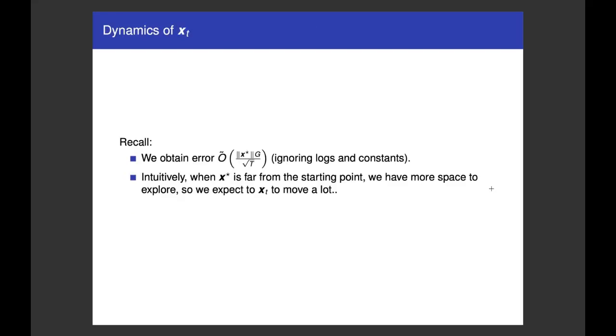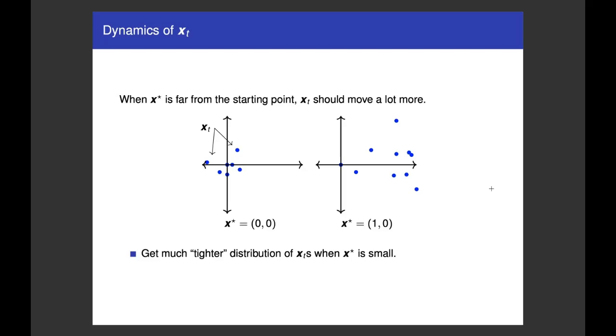All right, so in order to see how this works, we're going to think a little bit about the dynamics of our iterates xt. Remember that our error is norm of x star times g over root t. So what this means is that if x star is quite big, then we might expect to move around a lot more. We have more room to make error, and so our iterates xt might be a little bit less correct. So pictorially, if x star is equal to 0, the iterates xt are clustered closely around the origin.